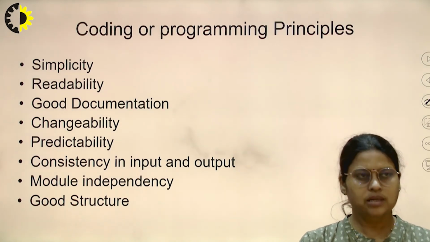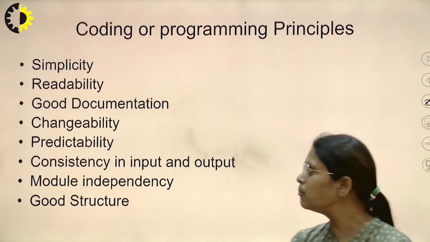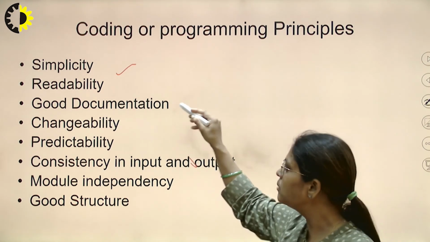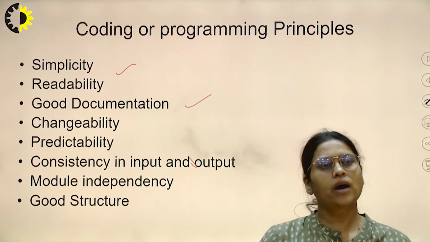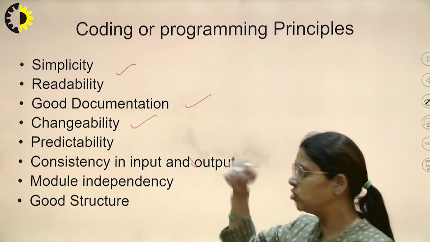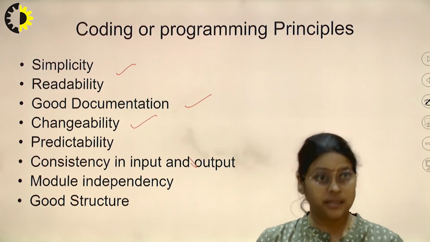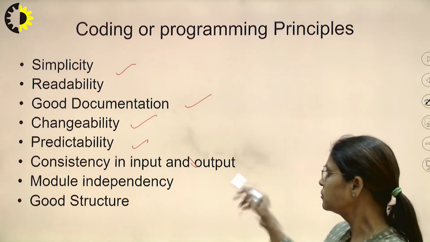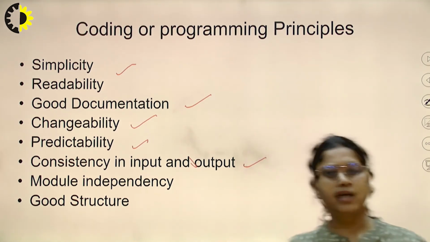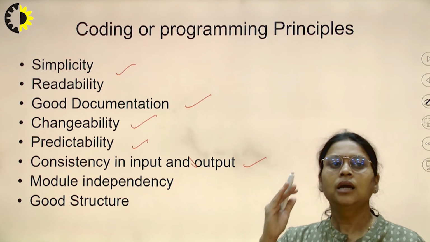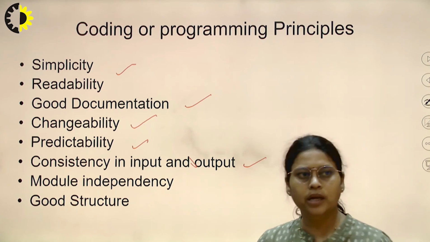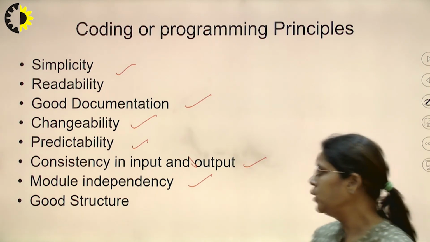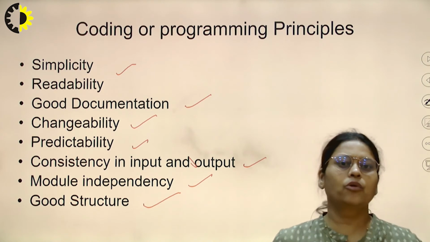These are some coding principles. Simplicity: the code should be simple, easy to understand and easy to read. Proper documentation is also required for the coding. If we want to change the code, then it should be easy to modify. Predictability is also one principle of coding. There should be consistency. We have to consider that consistency is maintained in input and output. Module interdependency is also considered at the time of coding, and there should be a good programming structure.